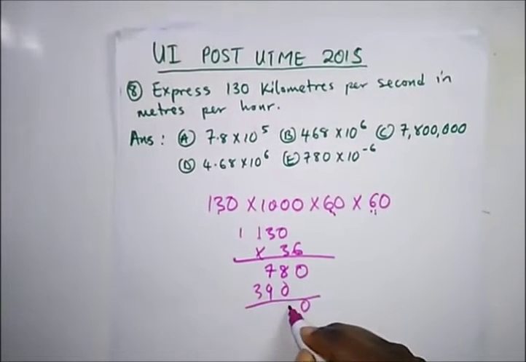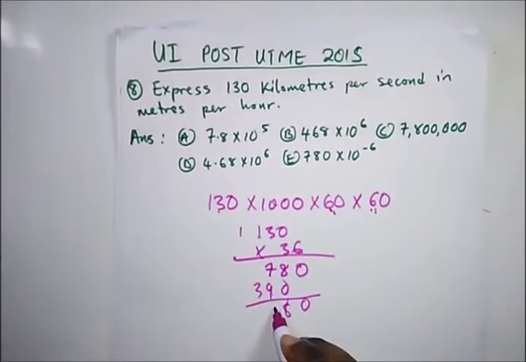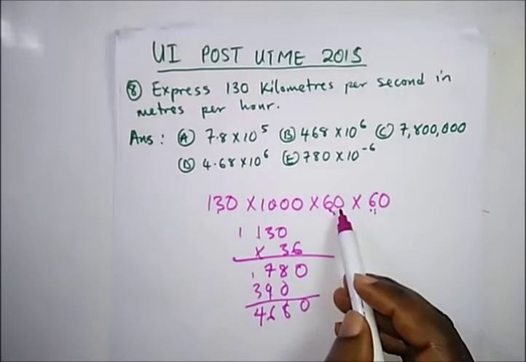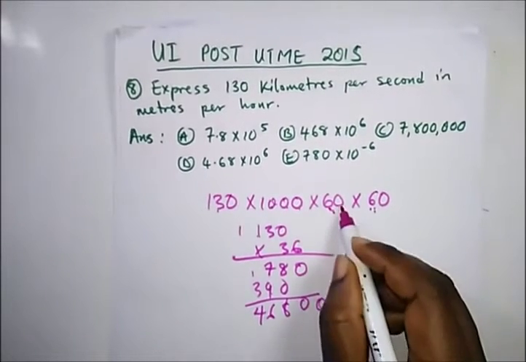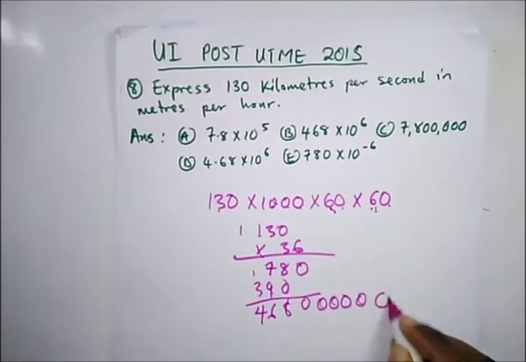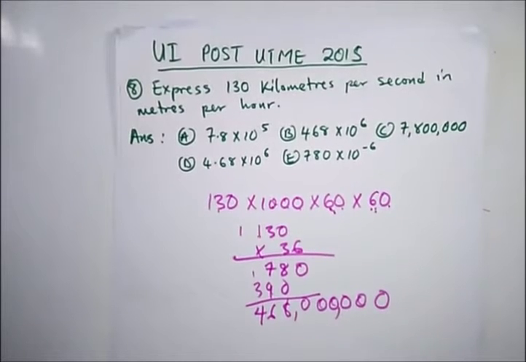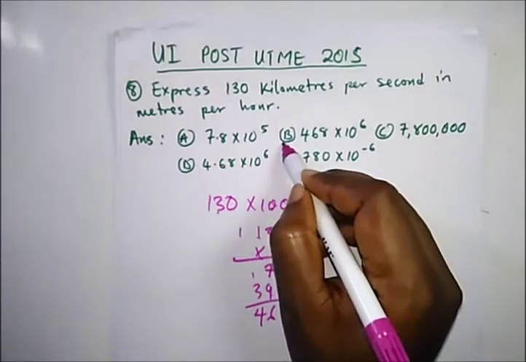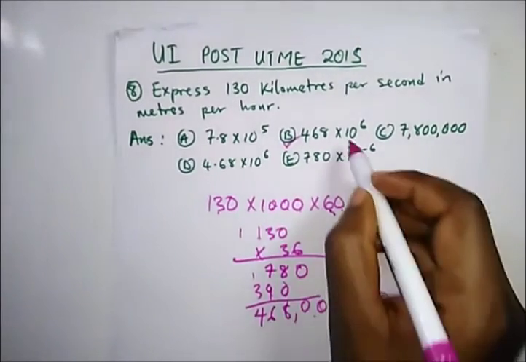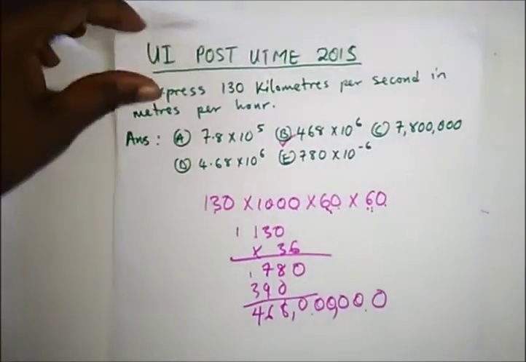Let's add this. We have 8. This plus this is a 6. That's 7 plus 9, 16. Carry 1, and that will give us a 4. So let's add the 0s. So we have here 1, 2, 3 zeros. Let's add these 3 zeros and this last 2 zeros. So what do we have here? This is our answer, 468 million, which in standard form is option B, since this is 6 zeros, so times 10 raised to the power 6.